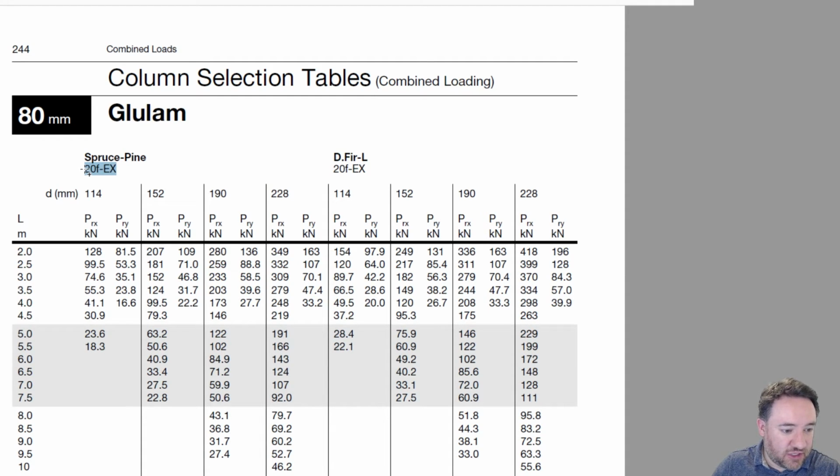Typically this is something that you would use for a beam, but if you're designing a beam column, then this is a grade that you would conceivably use. So you can't find the compression strengths in the compression section. You have to find them in the combined loading section. Okay, so here I have 20 FEX.